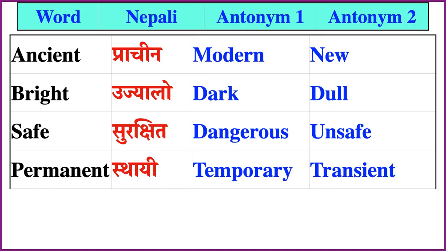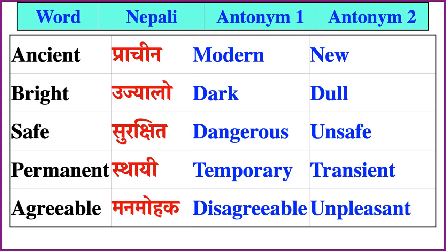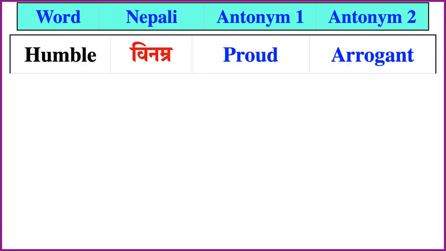Agreeable भनेको मनमोहक, and then antonyms are disagreeable and unpleasant. Humble भनेको विनम्र, and then antonyms are proud and arrogant.